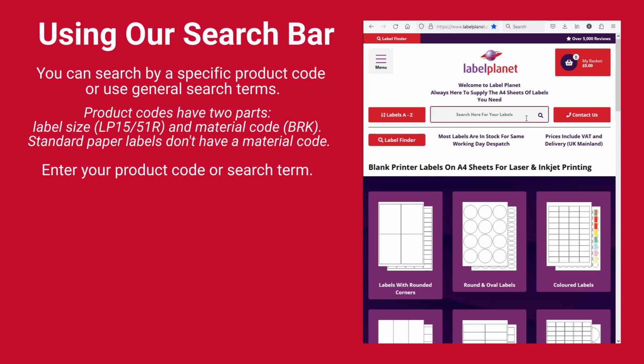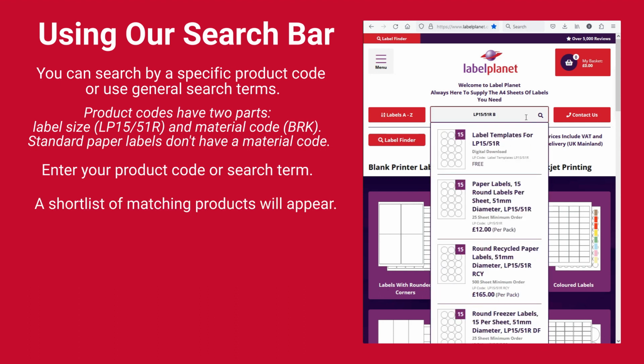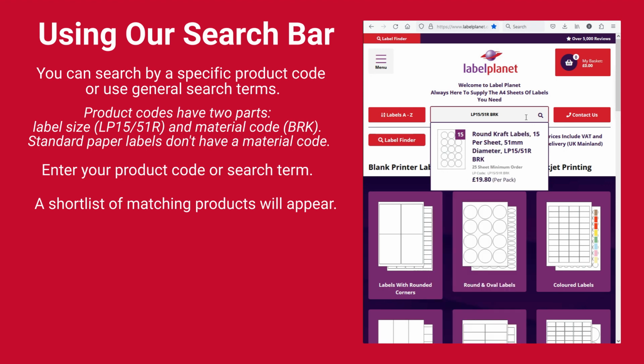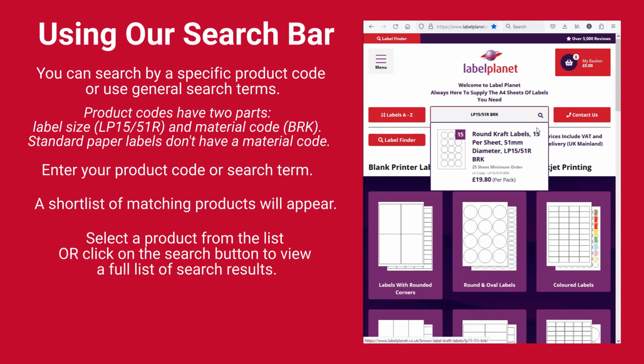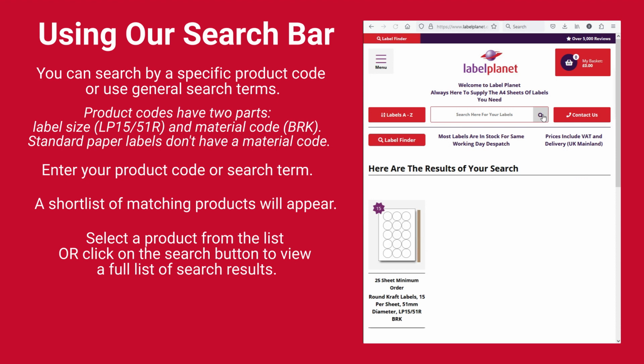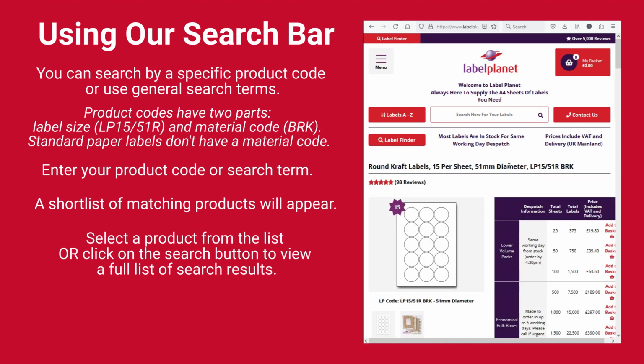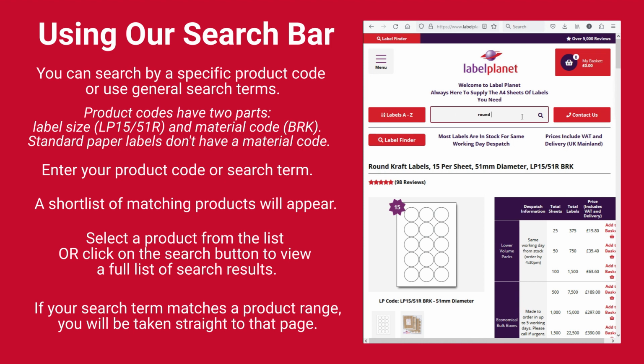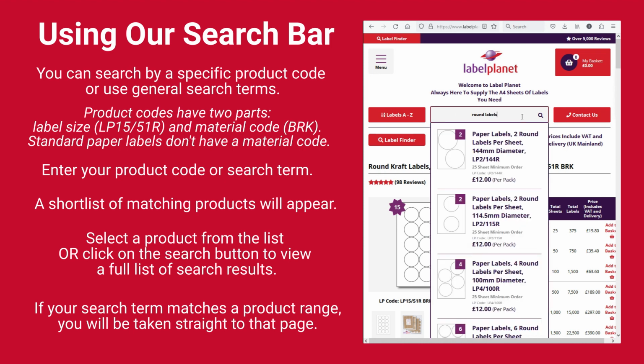Enter your product code or search term. A shortlist of matching products will appear. Select a product from the list, or click on the search button to view a full list of search results. If your search term matches a product range, you will be taken straight to that page.